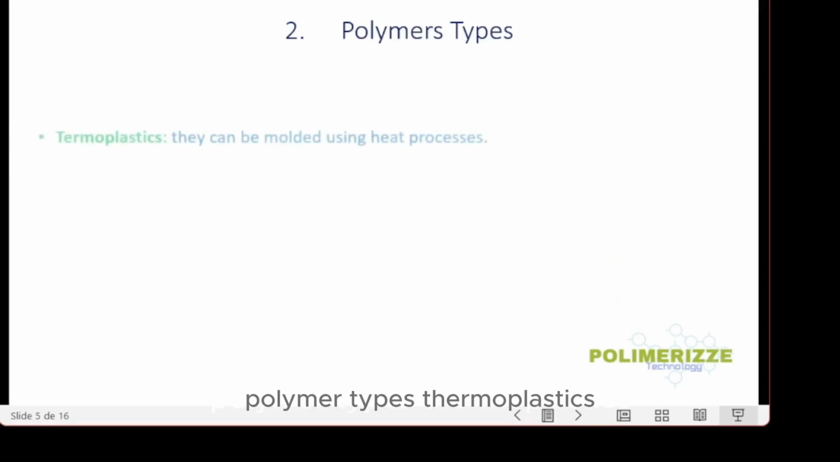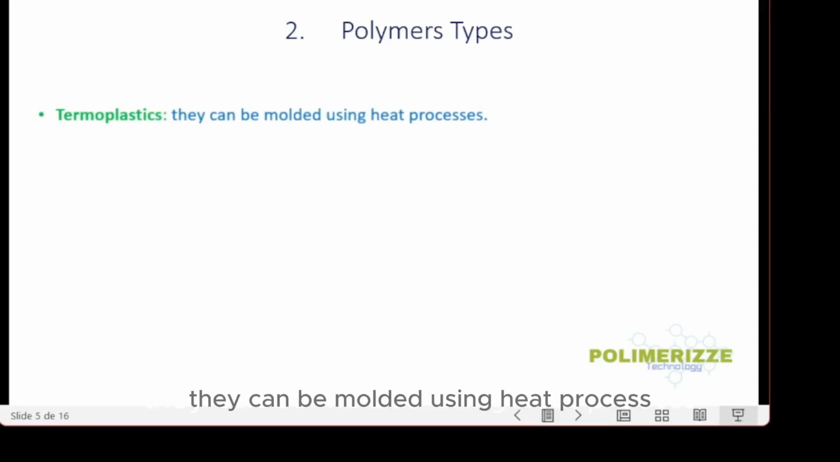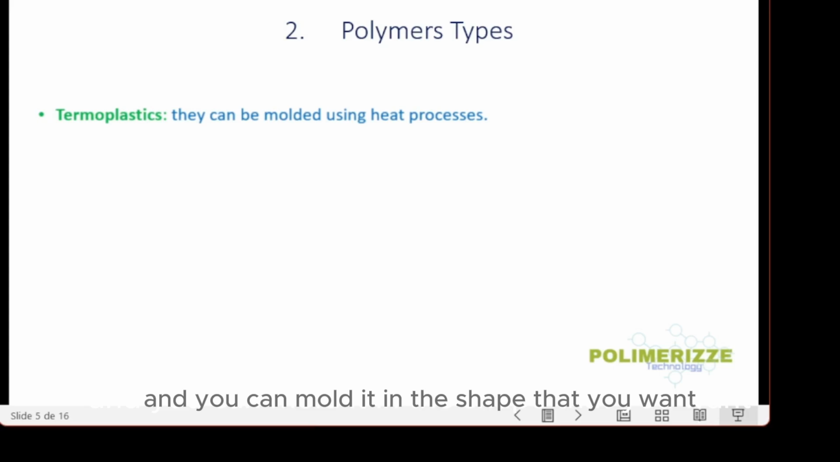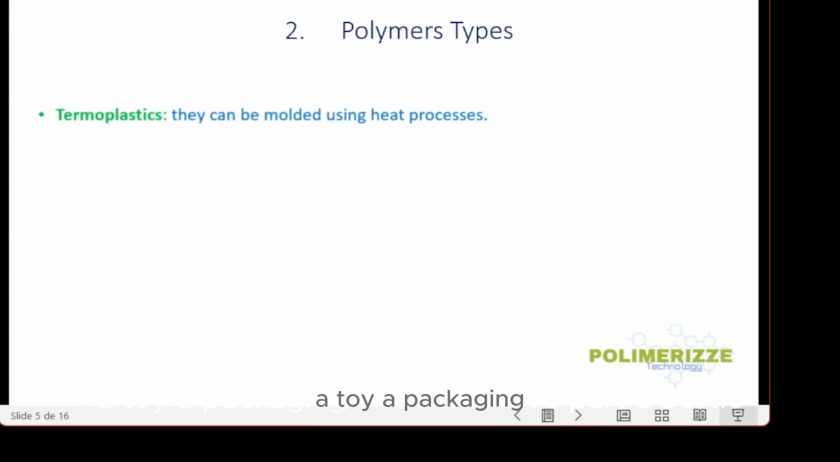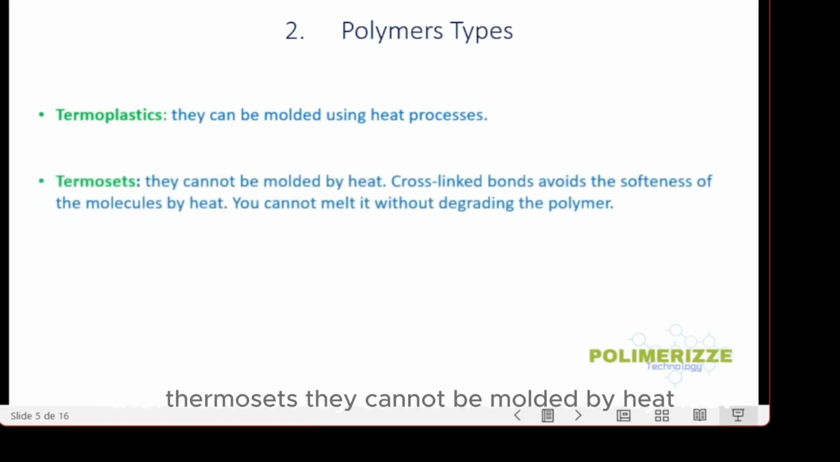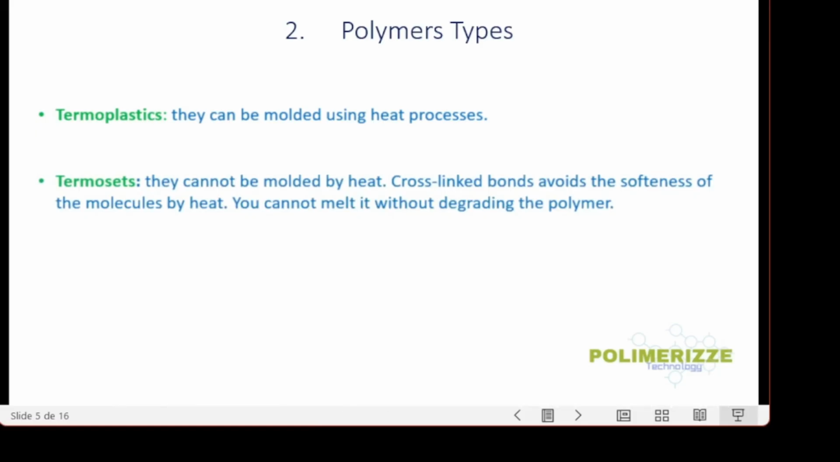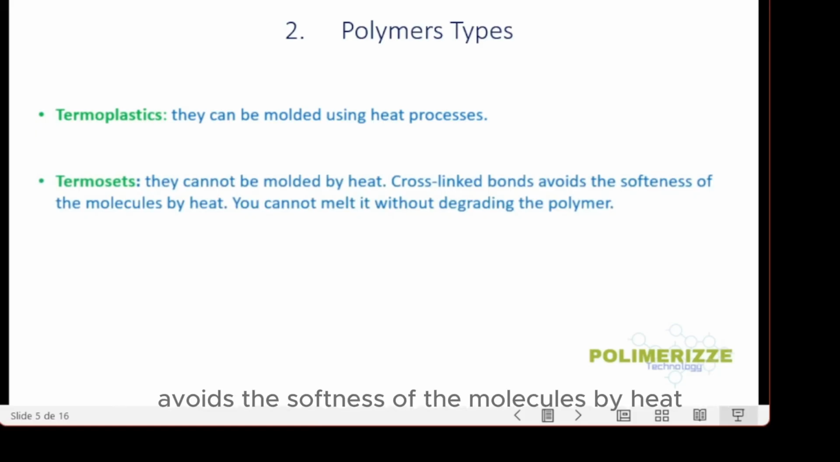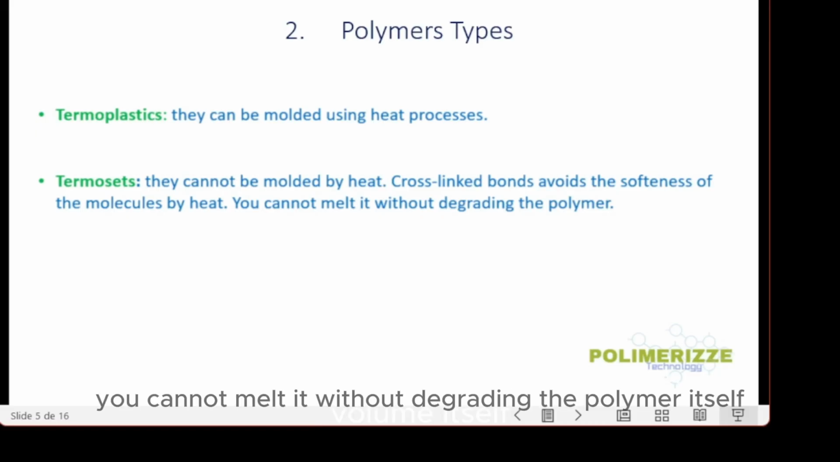Polymer types. Thermoplastics. They can be molded using heat. Those can be melted with temperature, and you can mold them into the shape that you want: a toy, a packaging, an automotive part, a bottle. Thermosets. They cannot be molded by heat. Cross-linked bonds prevent the molecules from softening with heat. You cannot melt it without degrading the polymer itself.